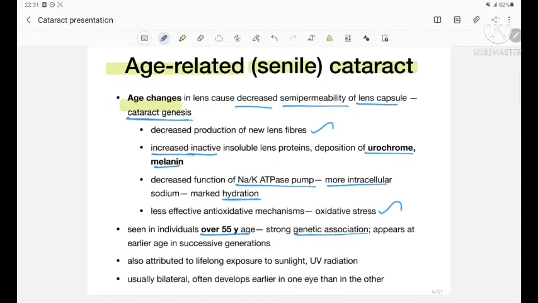This age related senile cataract is seen in individuals more than 55 years of age, and there is strong genetic association. It appears at an earlier age in successive generations. This is also attributed to lifelong exposure to sunlight and UV radiation. The senile cataract is usually bilateral, but it often develops earlier in one eye than in the other eye.